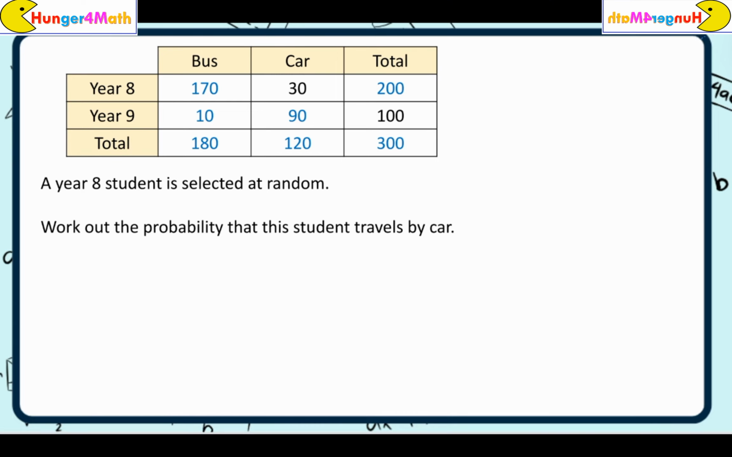Next, a year 8 student is selected at random. Work out the probability that this student travels by car. Now, we have a total of 200 year 8 students, and there are 30 students in year 8 that travel by car. So our answer will be 30 over 200, or we can still simplify this. That is 3 over 20 in fraction. And in decimal, that is 0.15. In percentage, that is 15%.